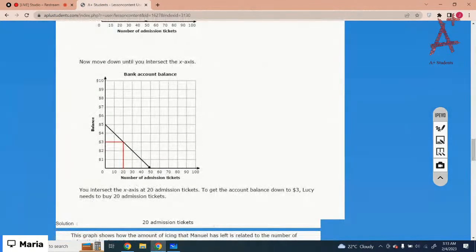Here it is. You intersect the x-axis at 20 admission tickets. So to get the account balance down to $3, Lucy needs to buy 20 admission tickets. Got it? You just have to match the values to the x-axis and the y-axis. Let's just start with the practice questions.